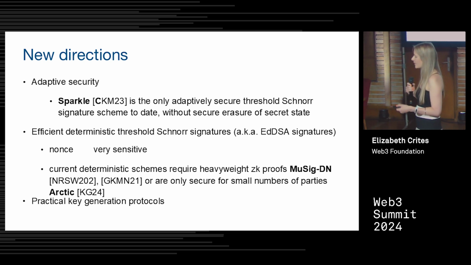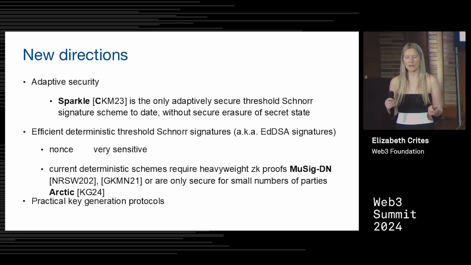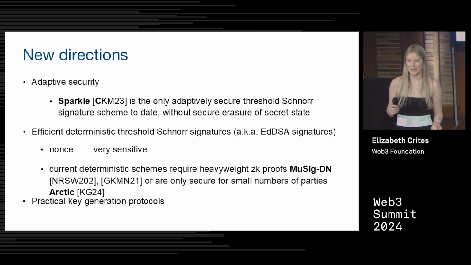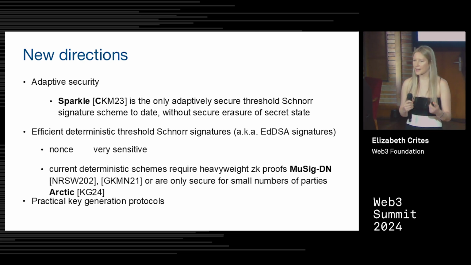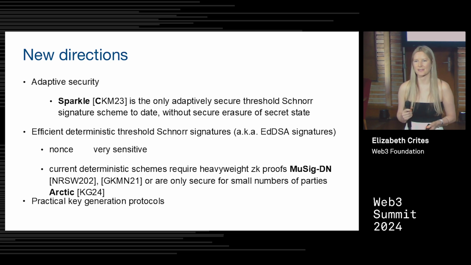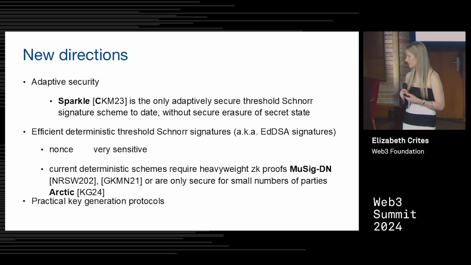Another part of this research is I've been talking about threshold Schnorr schemes, and what I really mean is the probabilistic schemes. There is a version of Schnorr which is actually the standard in NIST called EdDSA. It's verifiably the same, so it's basically the same as Schnorr as far as verification is concerned. But we note that the nonce in the probabilistic schemes is quite sensitive, this random value that's used to sign. So EdDSA is a nice way to derive the nonce based on the secret key and message in a deterministic way. And there have been a couple of schemes that have explored this, so in particular MuSig-DN, and another scheme, and also there are schemes that are only secure for small numbers of parties.